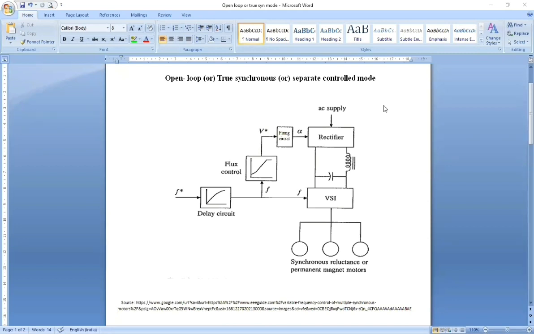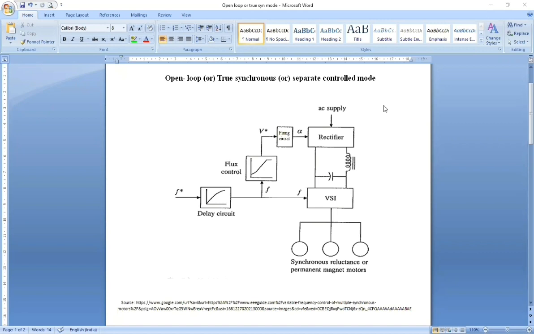Today's session is about open loop or true synchronous mode or self-controlled mode of control of synchronous motor. We all know that the speed of the synchronous motor is the synchronous speed, and we all know that the synchronous speed is a function of the supply frequency. The speed of the synchronous motor can be controlled by varying the supply frequency.